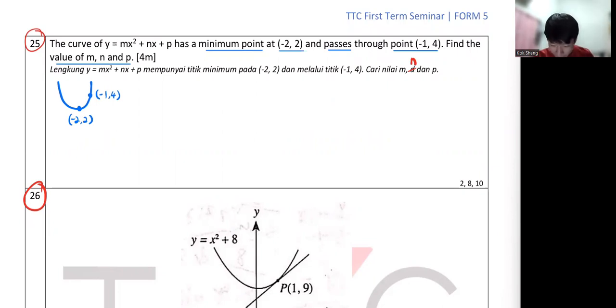So now find the value of m, n, p. Okay, the 3 unknowns here. So from here, it seems like I only gave you 2 points, right? But actually there is one more: the minimum point here. The minimum point is the lowest point, yes.